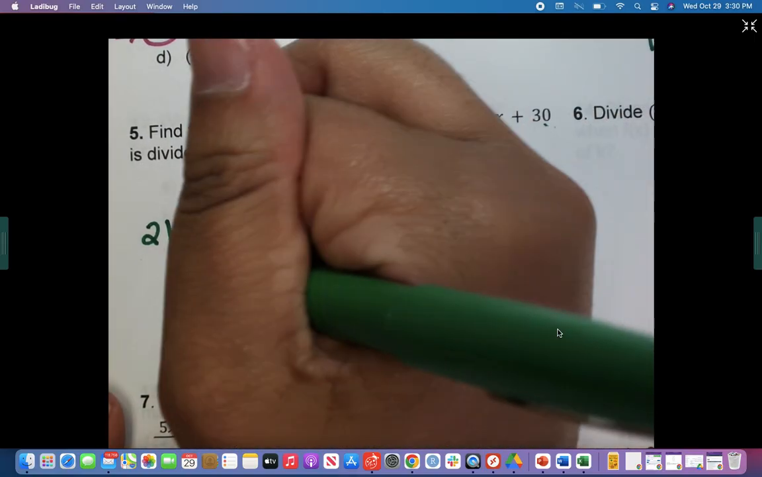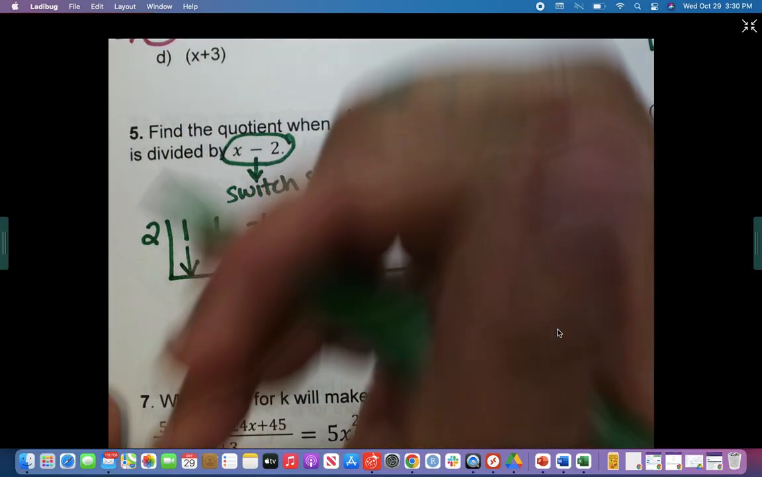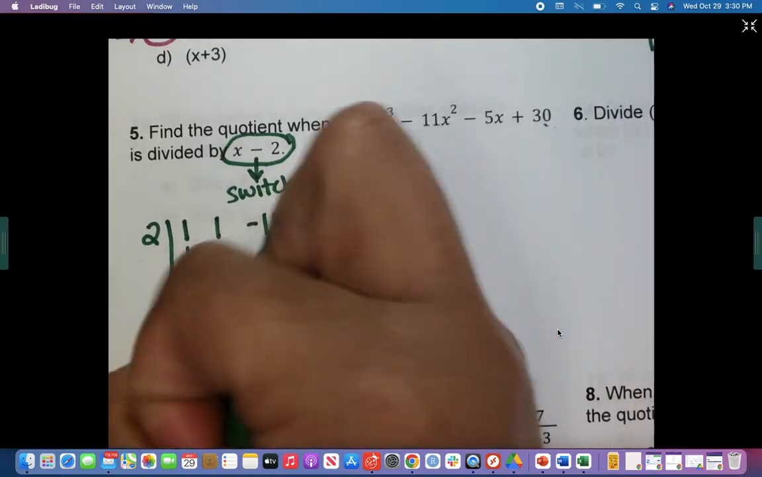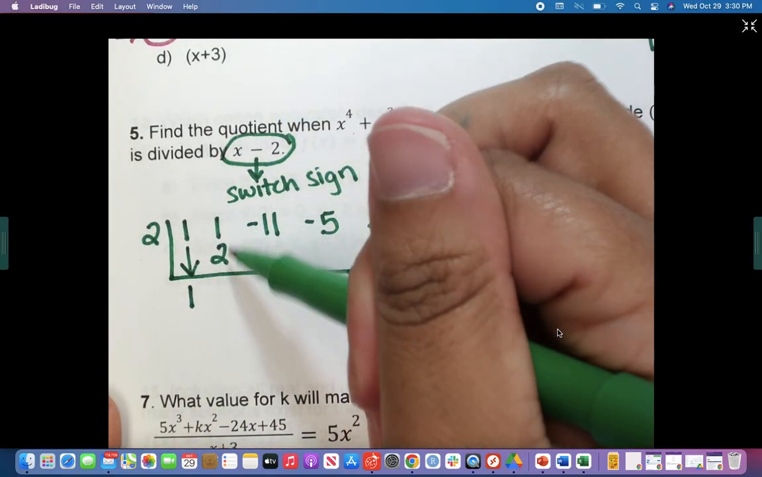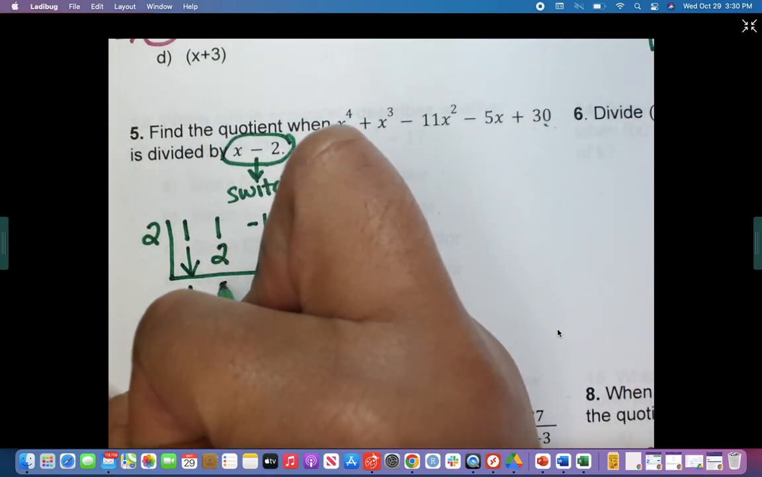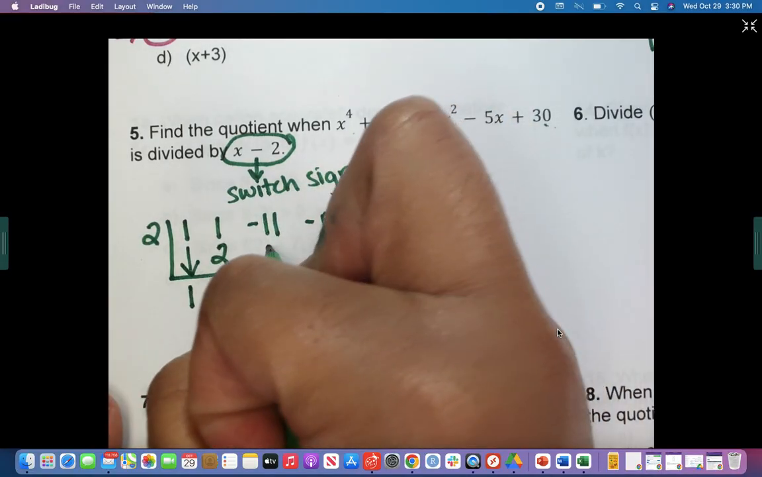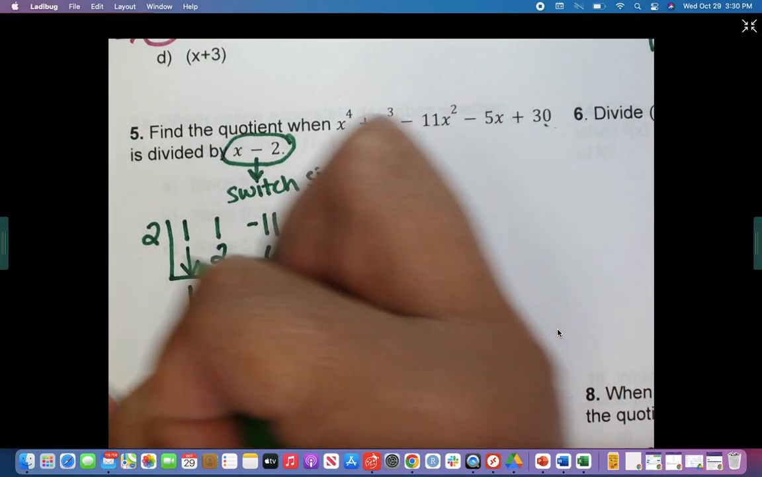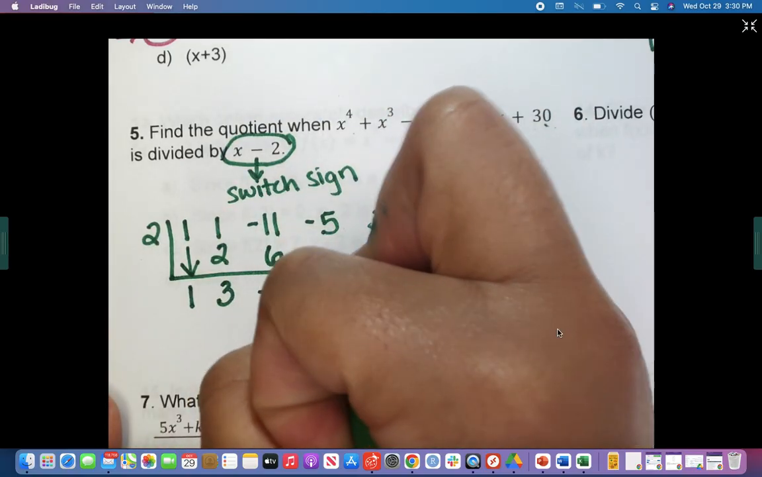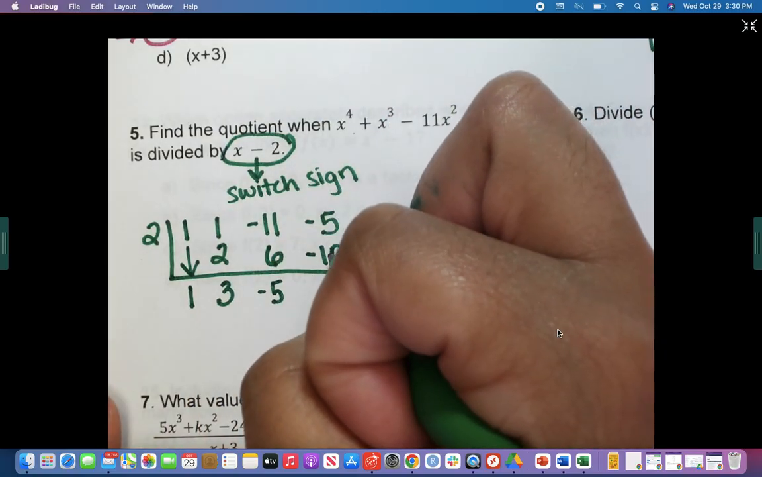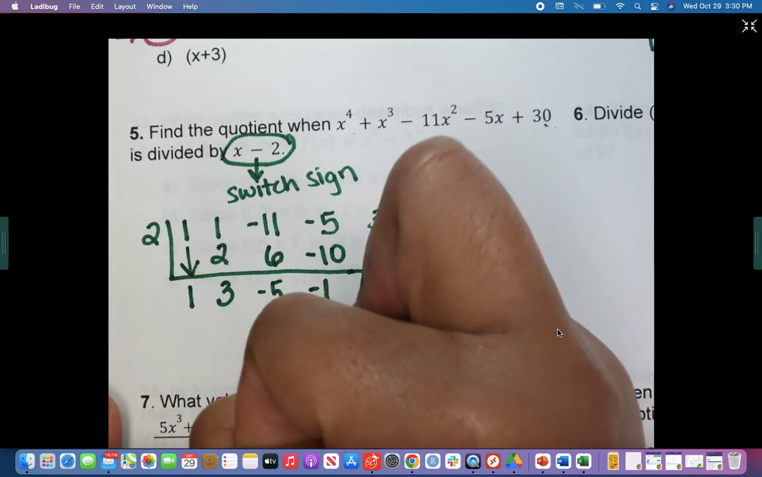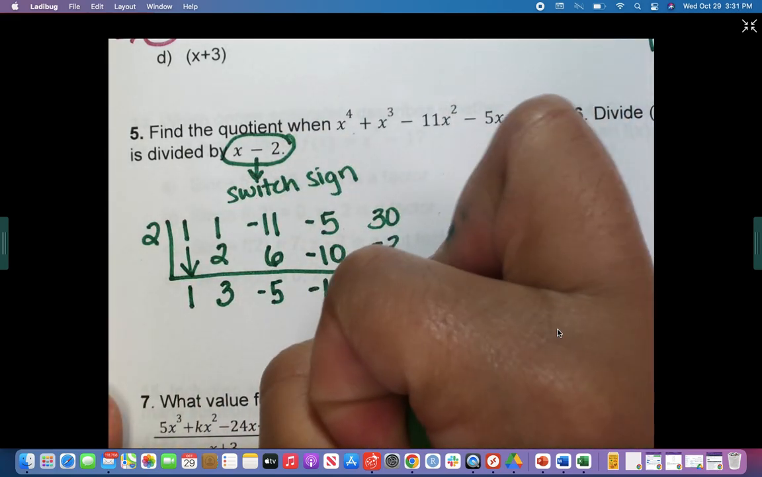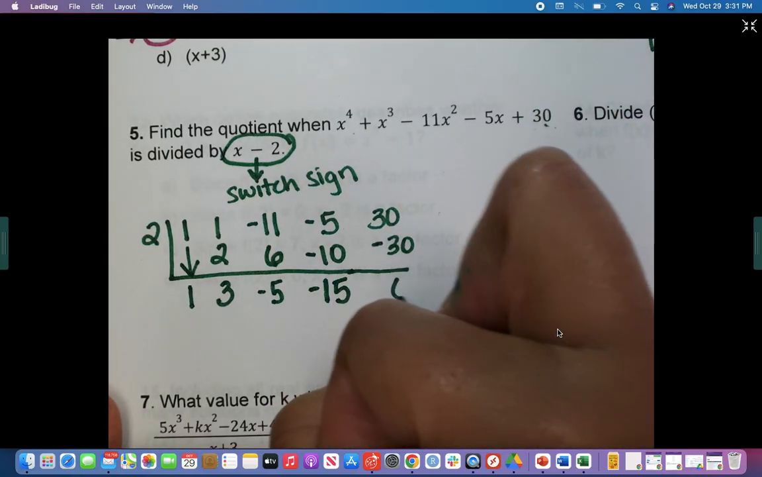All right, so remember, whatever that first number is, it always drops down. Then we multiply. So 1 times 2 is 2. Then we add. So 1 plus 2 is 3. 3 times 2 is 6. Negative 11 plus 6 is negative 5. Negative 5 times 2 is negative 10. Negative 5 minus 10 is negative 15. Negative 15 times 2 is negative 30. 30 minus 30 is 0.